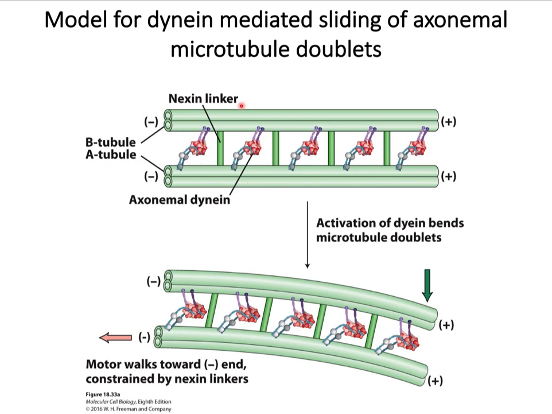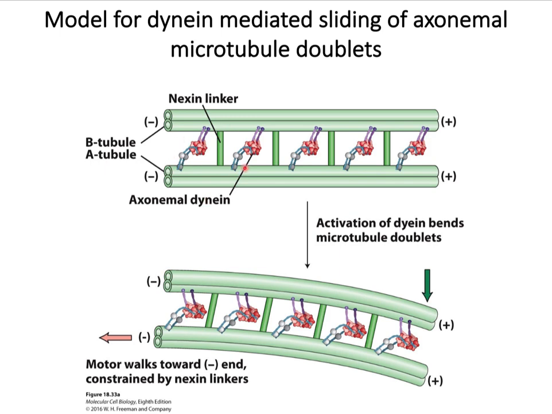Here is the structure of the axoneme, and these small proteins shown in red are the axonemal dyneins. You have the A tubule on one doublet and the B tubule on the adjacent doublet. You can see that the head region of the dynein is interacting with the B tubule, and the base region of the axonemal dynein is interacting with the A tubule. So what happens is that this is a minus end directed motor protein. So the head region is going to pick up and try to move towards the minus end of the microtubule.